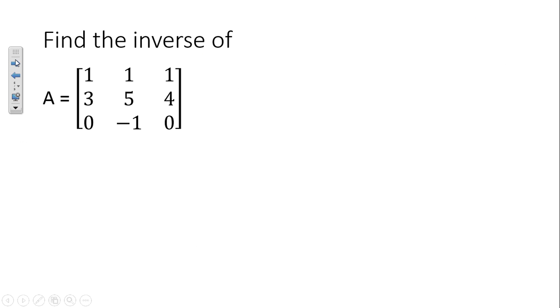Okay, so here's a 3x3. I won't make you do the 4x4s. I'm not going to require it. I think it's just excessive, if they exist. All right, so rewrite it with the matrix with the identity at the end.